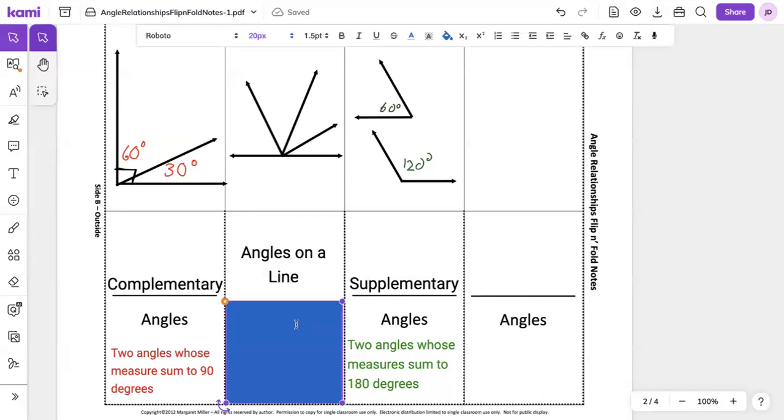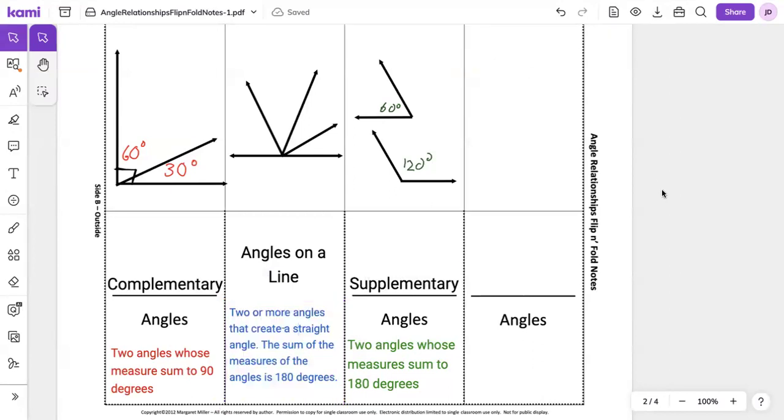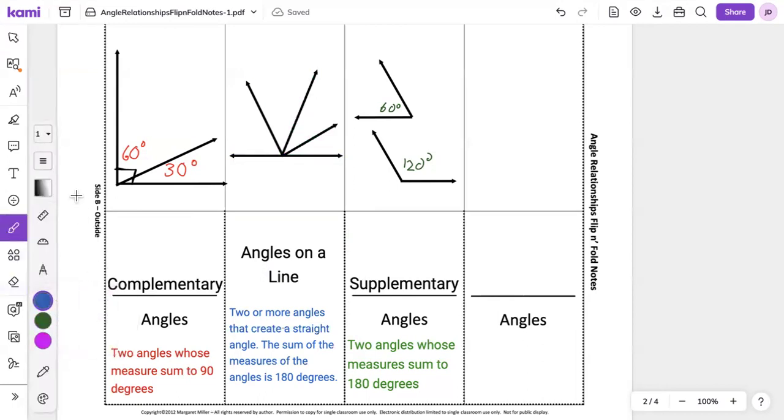And then we have angles on a line, which I think are very intuitive. This is 2 or more angles that create a straight angle. The sum of the measures of the angles is 180 degrees. So what you should know is that a straight angle is the same as a straight line. It is 180 degrees. And angles on a line is any number of angles that would sum to 180 degrees. They are all on a straight line.